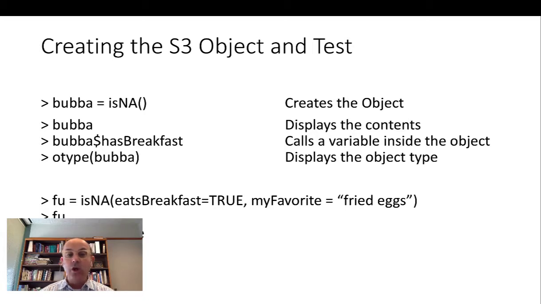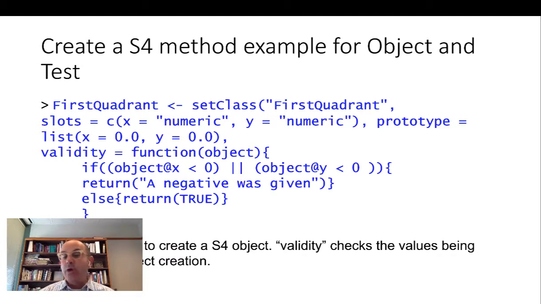One of the things that you like to do is to see, again, we talked about inside the object and what we can do inside, and in this case eat breakfast is true, and my favorite is fried eggs, and so again it can check to see if your object displays this information. To create an S4 method of an object and test it, again, this is a piece of code to verify and check the value of a given object creation.